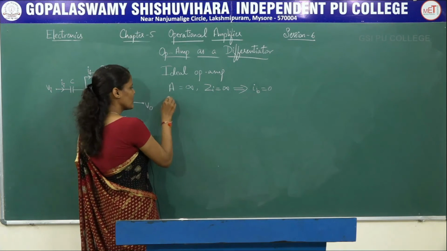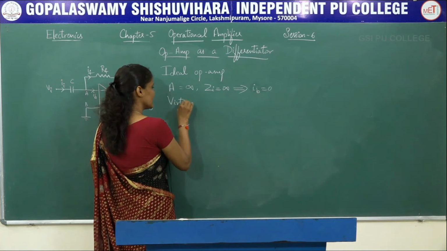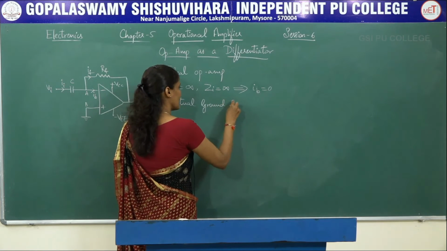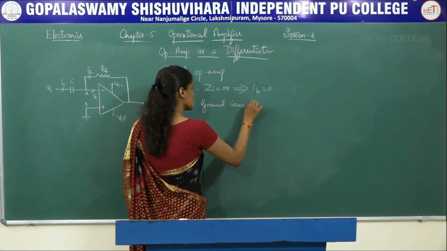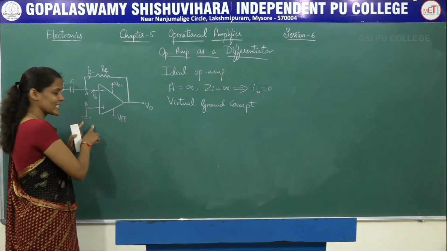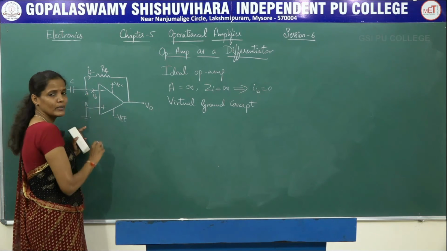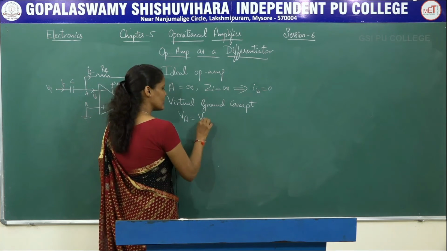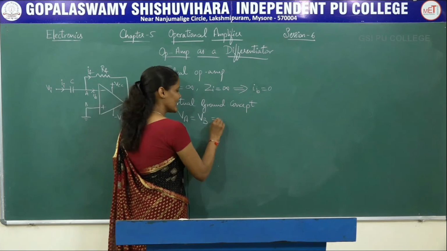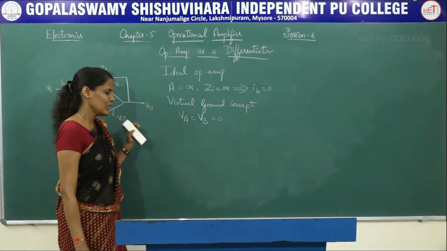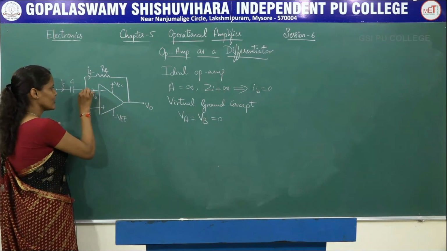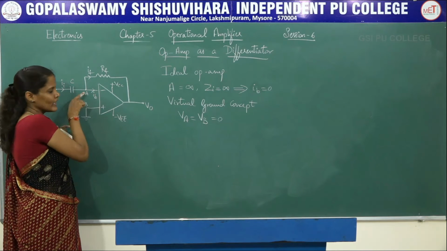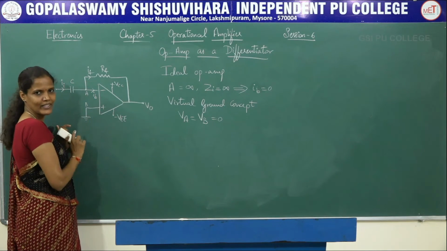And again, from the virtual ground concept, since the terminal B is grounded, the potential at the point A will be equal to the potential at point B, which is equal to 0. So as in the previous case, we have to apply KCL for this point A. So the current entering the node will be equal to the sum of the currents leaving that node.